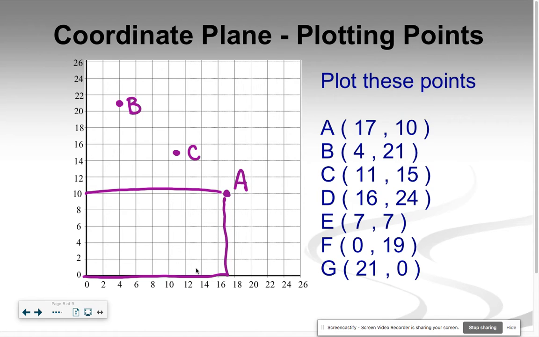D, we're going to go over to 16, and we're going to go up to 24. If you don't go over first and then up, that's where you're going to end up putting your points on the wrong spot. Let's take a look at a few more examples.